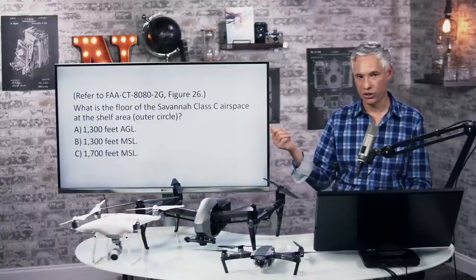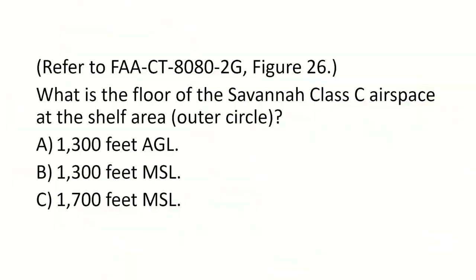So right away, you can eliminate AGL. And then you just have to look, does it say 13 for 1,300 or 17 for 1,700? Let's look at another close-up.